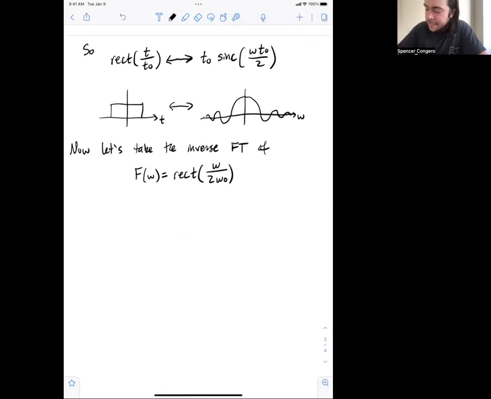All right, so let's take the inverse Fourier transform. That means f of t is 1 over 2 pi times the integral of the Fourier transform, e to the j omega t d omega. We want to see what this function looks like in time.